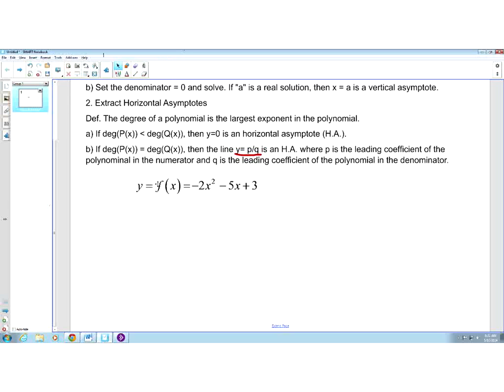Let's see if I can move this elsewhere. So I'll move that off to the side.